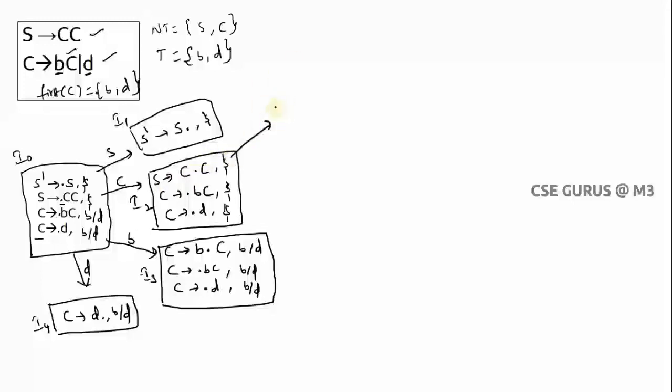So what will it become? S tends to C dot C will become CC dot. The lookahead symbol is as it is. What is there after dot? No symbol. That's why this is the only production that we'll get. So this is I4.